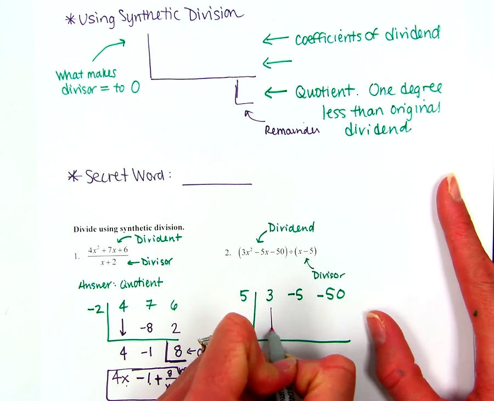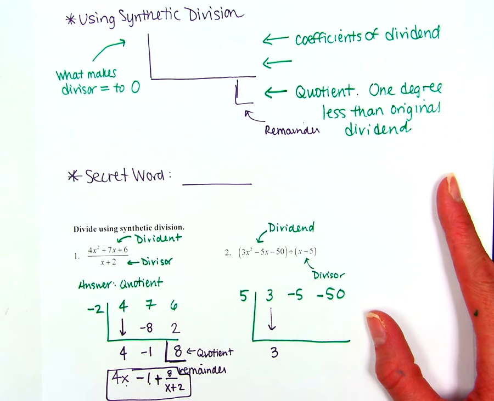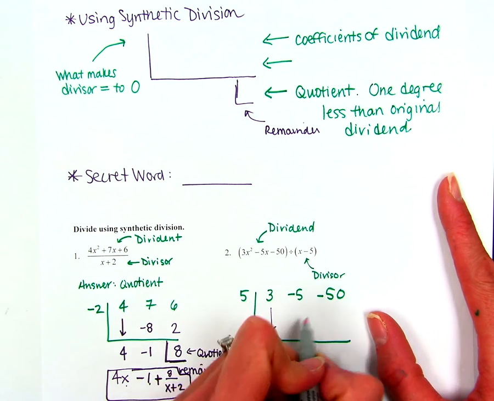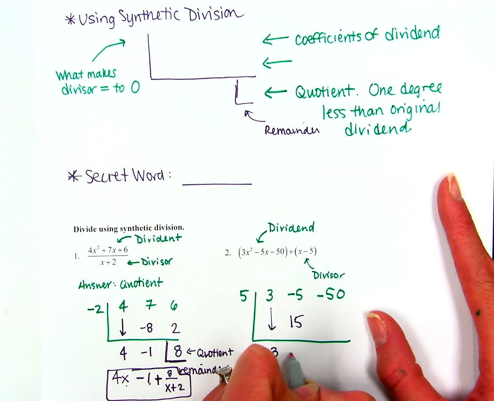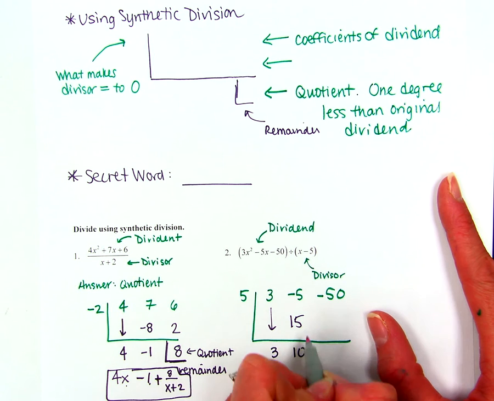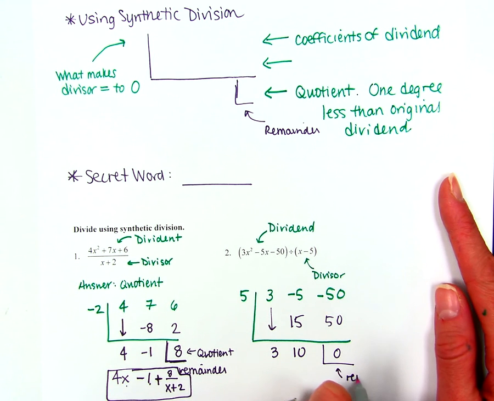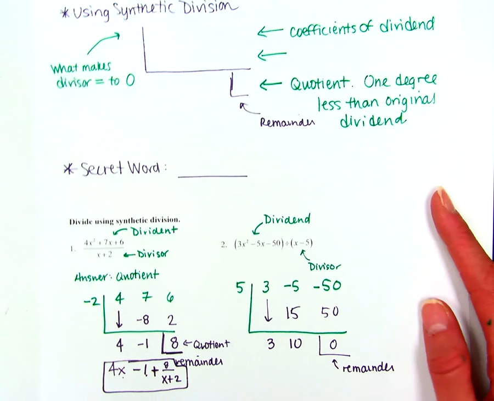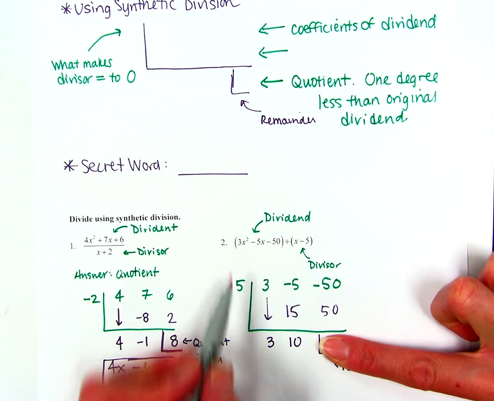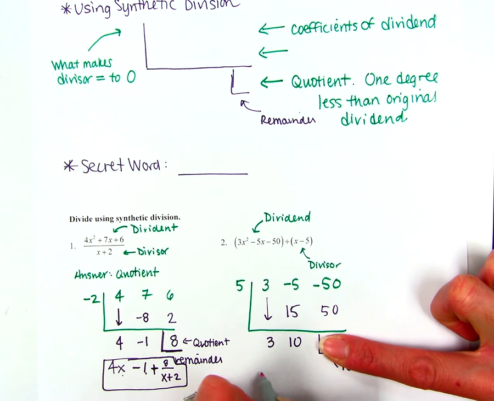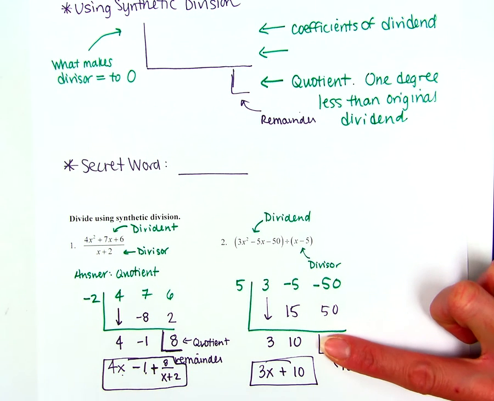All right, so the first thing you do is bring down that first number. You don't do anything with it. But now you're always going to multiply. So 5 times 3 is 15. Now I'm going to add. When I add, I get 10. So now I multiply. 10 times 5 is 50. And then I add and I get 0. Well, there's my remainder. So when my remainder is 0, that means that I'm not going to have this last term over here. Okay, so I'm just going to have nothing. Look at this as 3x squared, so this should be just 3x. And then take off a degree, so that's just plus 10. So my final answer here is 3x plus 10.